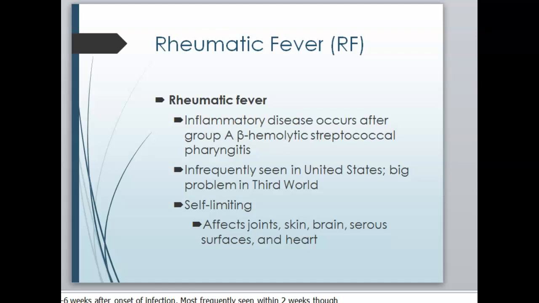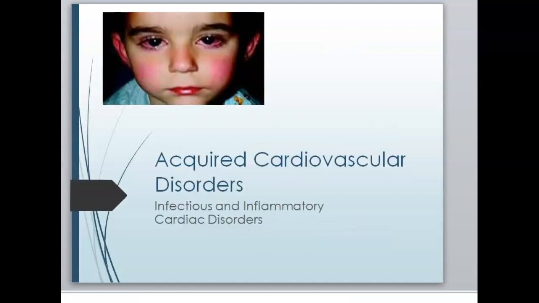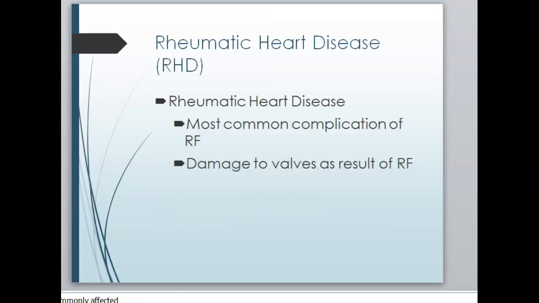Rheumatic fever usually develops 2 to 3 weeks after onset of infection. It's most frequently seen within 2 weeks, though. And the reason that we see it less frequently in the United States is because we are able to test for strep throat and get proper antibiotics for treatment. Rheumatic heart disease is the most common complication of rheumatic fever. What happens there is there's damage to the valves as a result of rheumatic fever. The mitral valve is the most commonly affected valve.